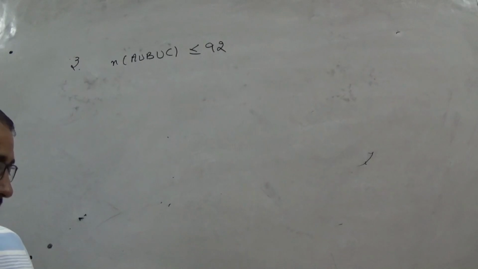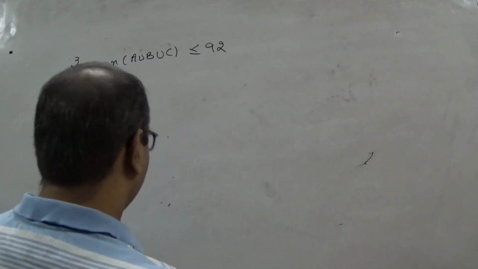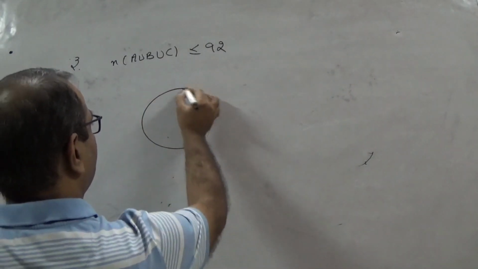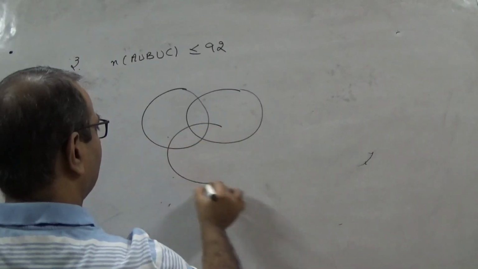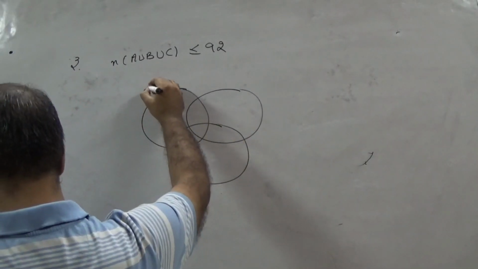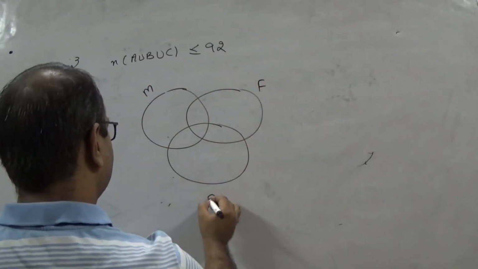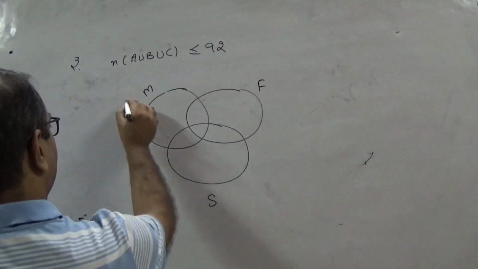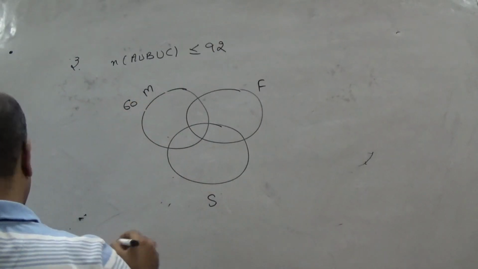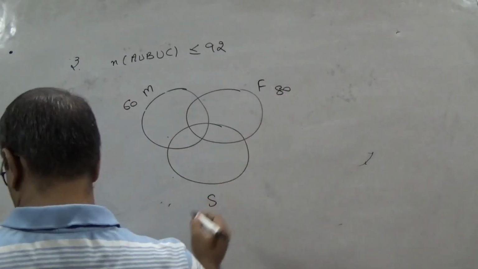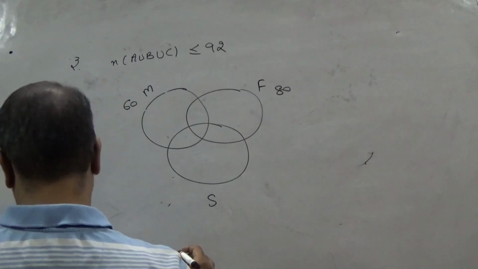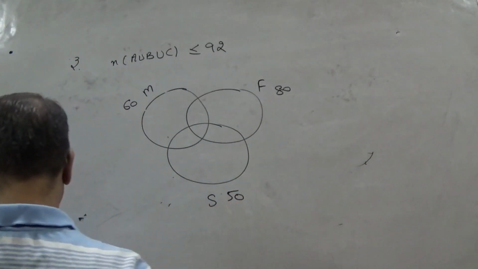So maximum can be 92, right? Now, the three options are given. Let us just try to make it into the structure. You have marketing, you have finance, and you have systems. It's given that 60 students opted for marketing, 80 students opted for finance, okay, and 50 students opted for systems.